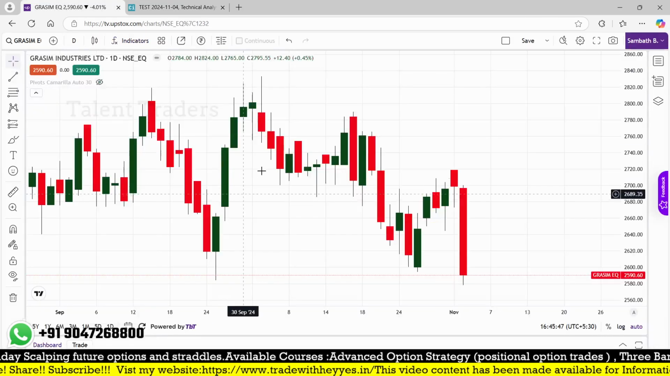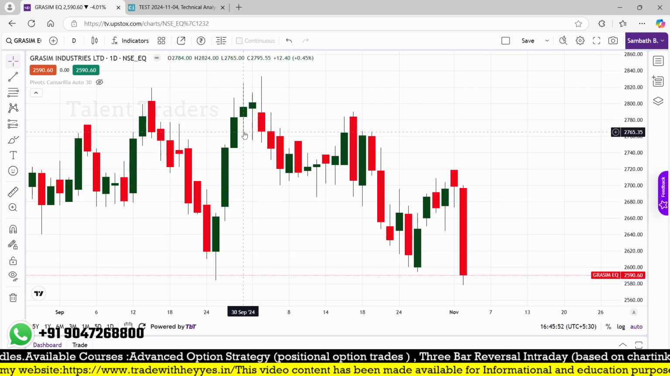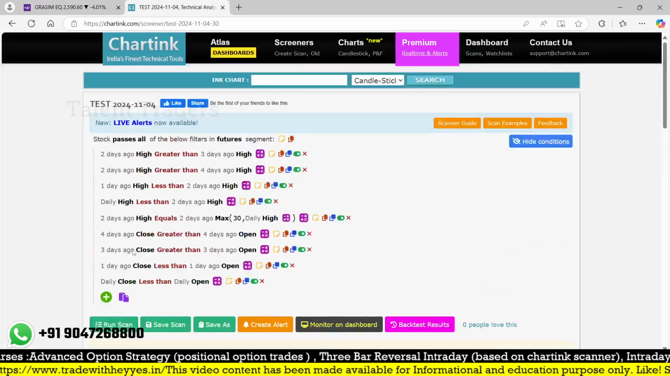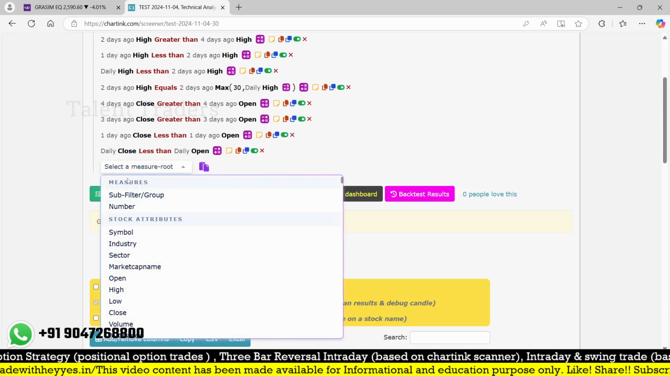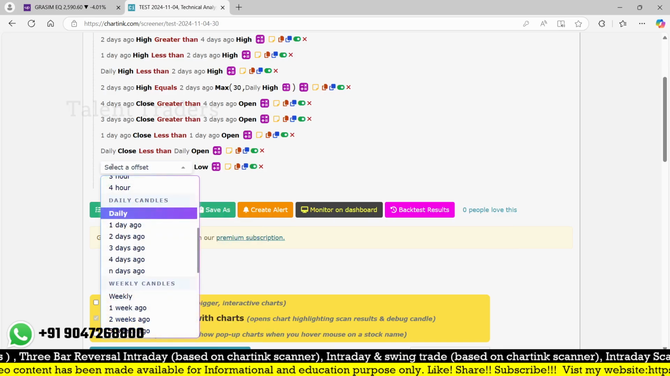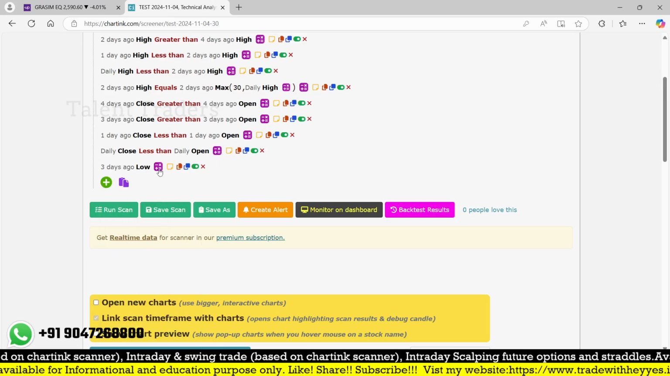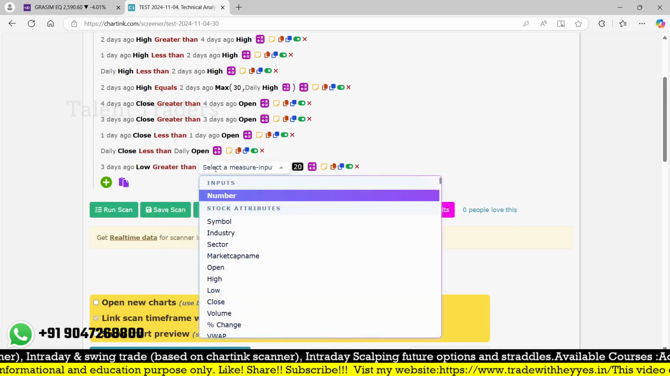So simply, this low should be the second, this is the third candle. Third candle low greater than the fourth one. So let me add even more, because it may be going long, so no problem. I'm not using any custom indicator. I'm just simply using: three candles ago low must be greater than four candles ago low.